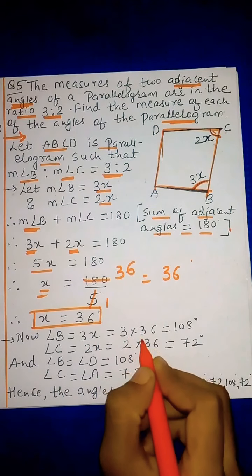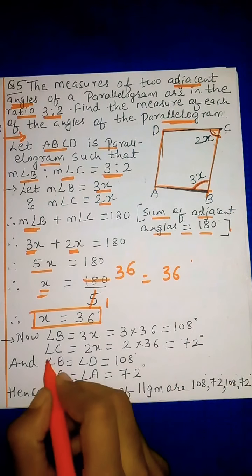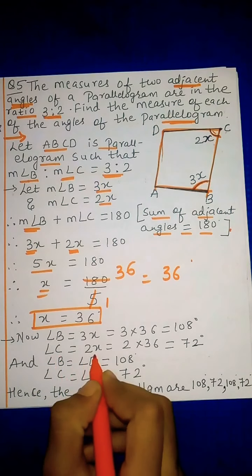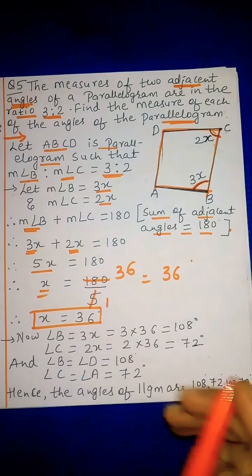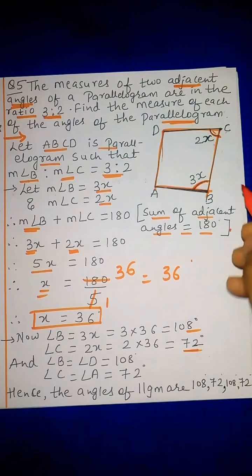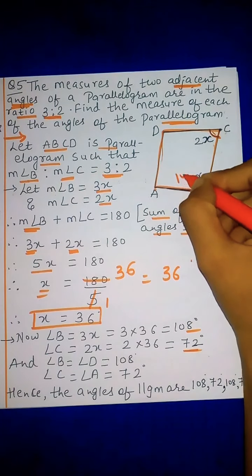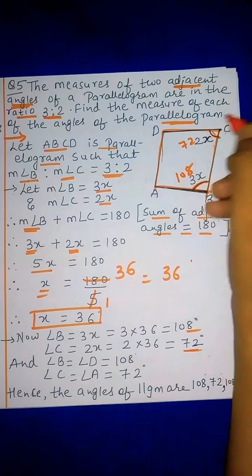So 3 into 36, that will give us 108 degree. Same way, measure angle C equal to 2x. So again 2 into 36 we will multiply, keeping the value of x. So we will get 72 degree. So we have got measure angle B, this we have got 108, and measure angle C means this we have got 72 degree.